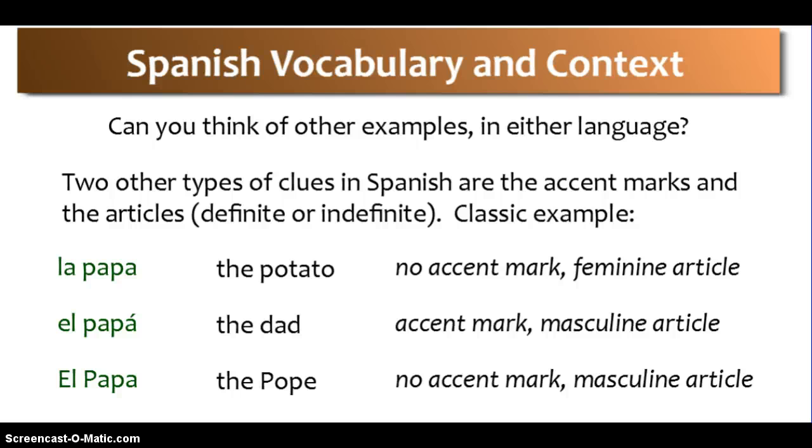La papa, with no accent mark and a feminine article, is the potato. El papá, with an accent mark and a masculine article, and a different pronunciation with a stress on the second syllable, we know to be the dad. And el papa, no accent mark but a masculine article, is the proper name, the Pope. So these are written and verbal clues to help you figure out the different meanings of this word.